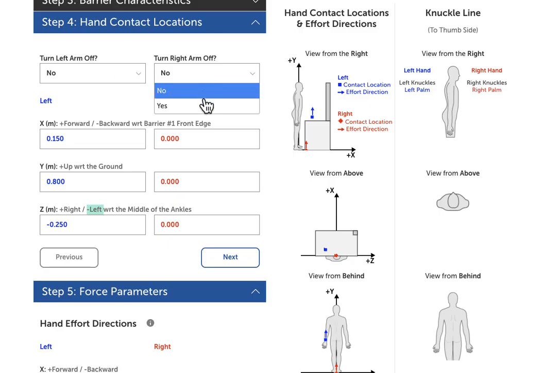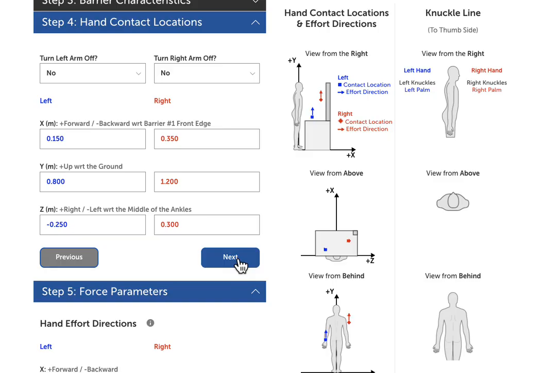So now let's build up the, and now you can turn off the left arm or turn off the right arm. So if I turn off the left arm, it doesn't require any inputs, and it'll make some assumptions about the posture. So let's put the left hand. It's now going to be 0.35 meters forward. We're going to put it at a higher height of 1.2 meters. So you can see it's now 1.2 meters off the ground. And we're going to put it to the right 30 centimeters, so positive 0.3. So now we have the hand locations. Here are the force vectors. It's assuming the force is up because we haven't gotten to define those yet. But you have a visual representation from behind, from above, and from the side of what that looks like.